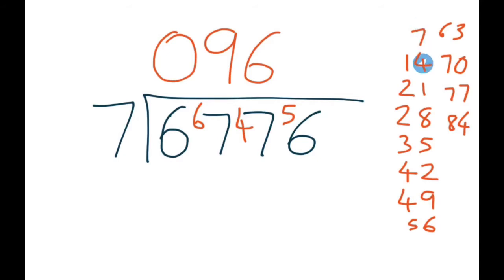Now 56 goes exactly. That's 8 times. So my quotient of 6,776 divided by 7 is 968.